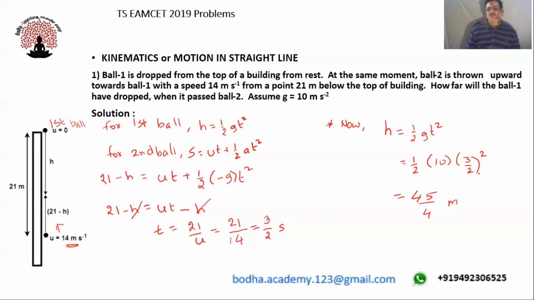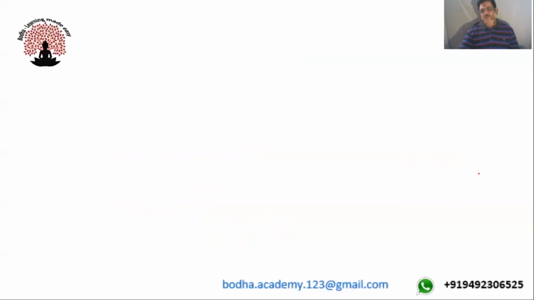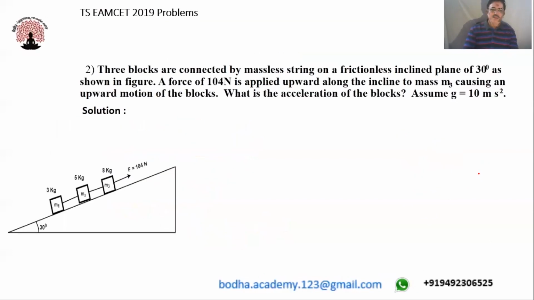Okay, so let us proceed to the second problem. The second problem is based on friction. Here 3 blocks are connected with a string and are pulled up a smooth inclined plane, frictionless inclined plane means smooth inclined plane, with a force of 104 Newton. We are supposed to find the acceleration of the blocks. The mass of the first block is 3 kg, the second block is 5 kg, and the third block is 8 kg, pulled with a force of 104 Newton.